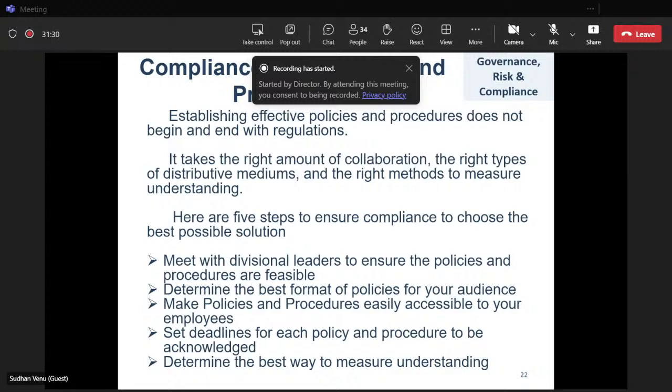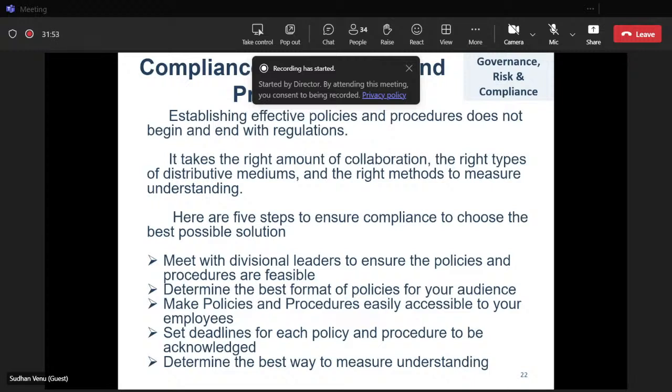So the complaints will be determined based on the audience only. You have to determine the best format of the policies for your audience and make the policies and procedures easily accessible to your employees. We have to set deadlines for each policy and procedure to be acknowledged, and after a period of time, you have to review those policies in the current scenario.